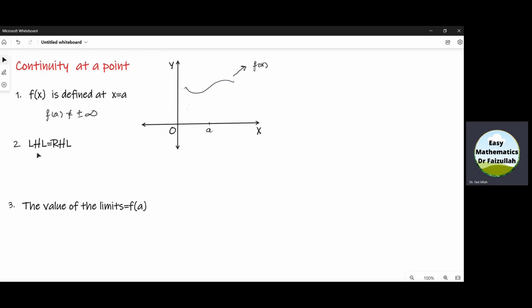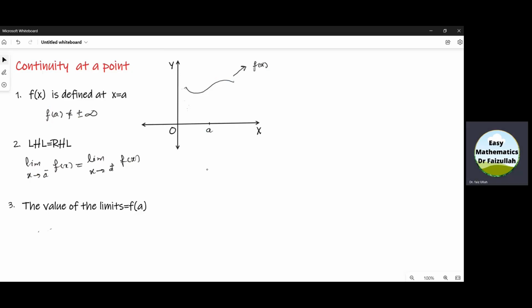The second condition is left hand limit of that function at the given point must be equal to the right hand limit of that function at the given point, which means limit x approaches a negative of f of x must be equal to limit x approaches a plus of f of x. The third condition is the value obtained from the limits must be equal to the value of f of a.